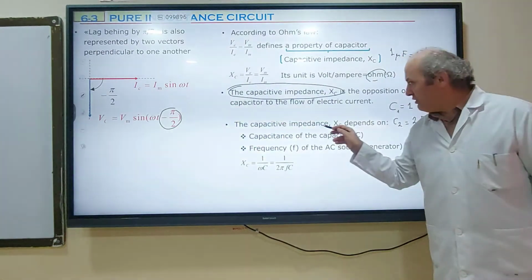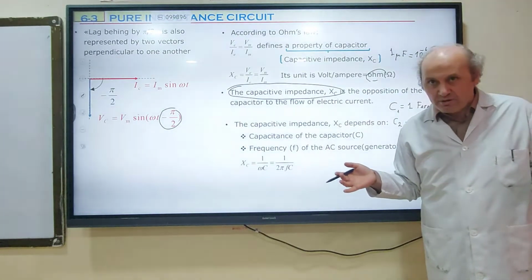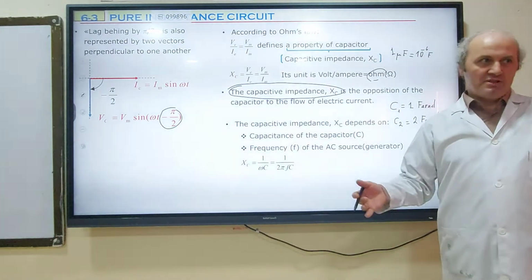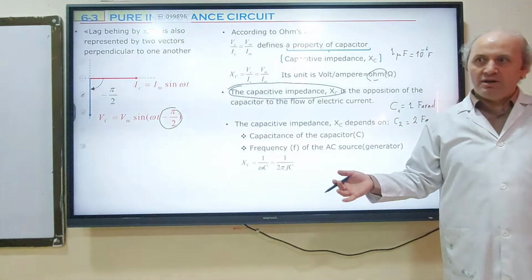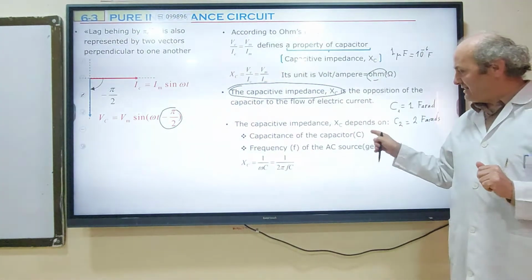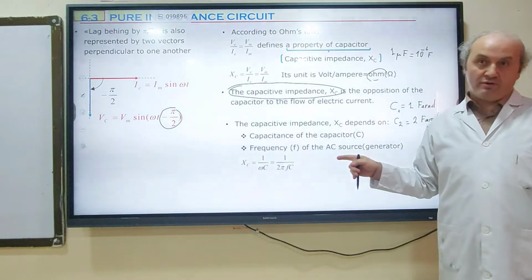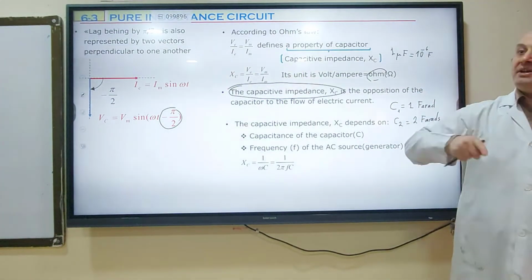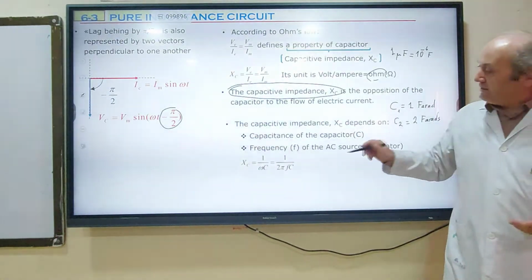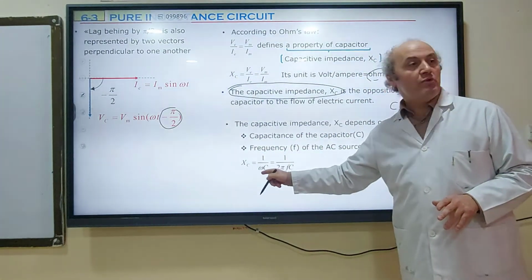So then, capacitive impedance depends on the capacitance of the capacitor. If the capacitance is big, capacitive impedance must be small. If there is a huge space for electric charges, the resistance of the capacitor will be less. Inversely proportional: as C increases, XC decreases. Of course, frequency is important. How quickly you are making a change in the alternating current also affects it. And in the equation for capacitive impedance, XC is 1 over omega C.